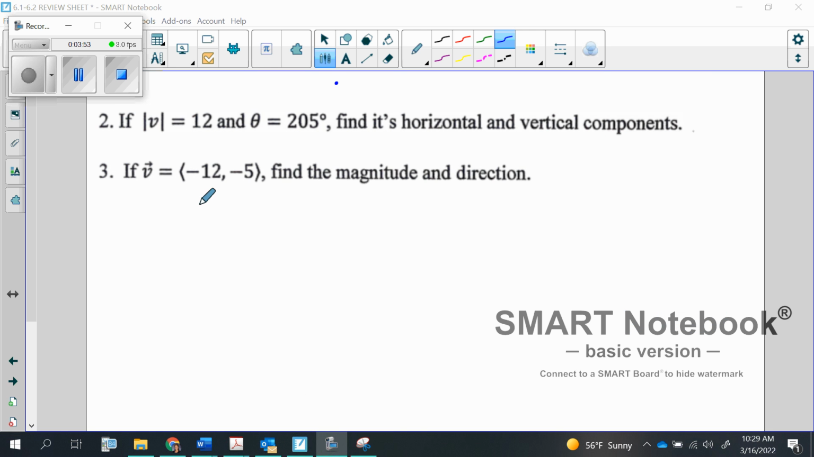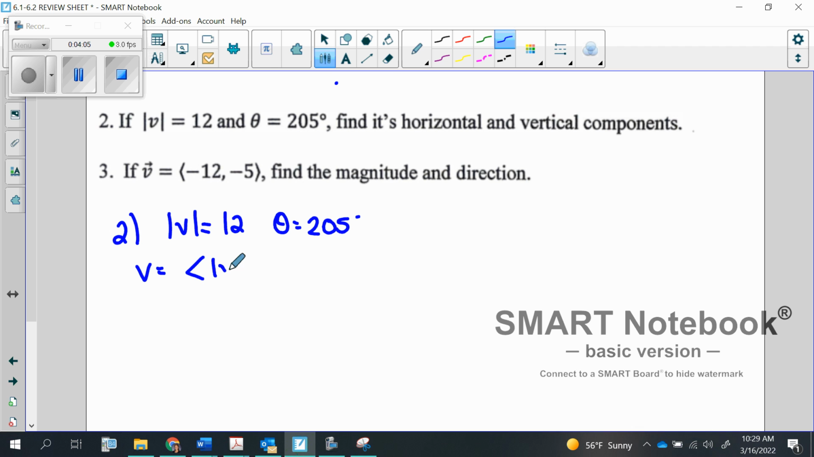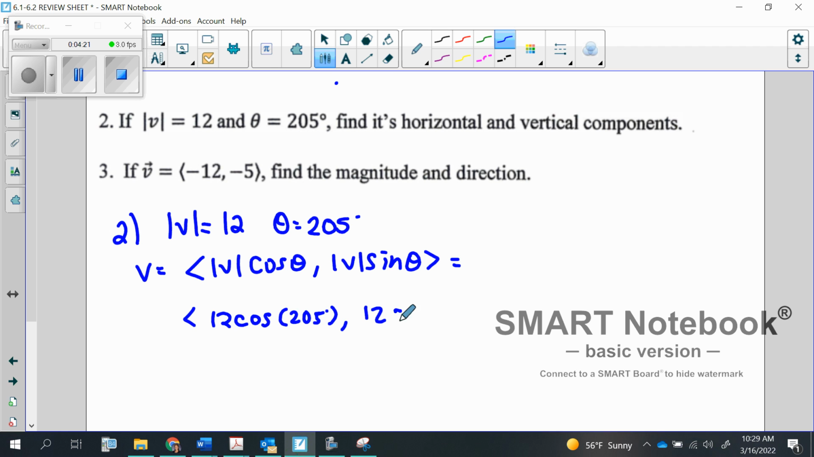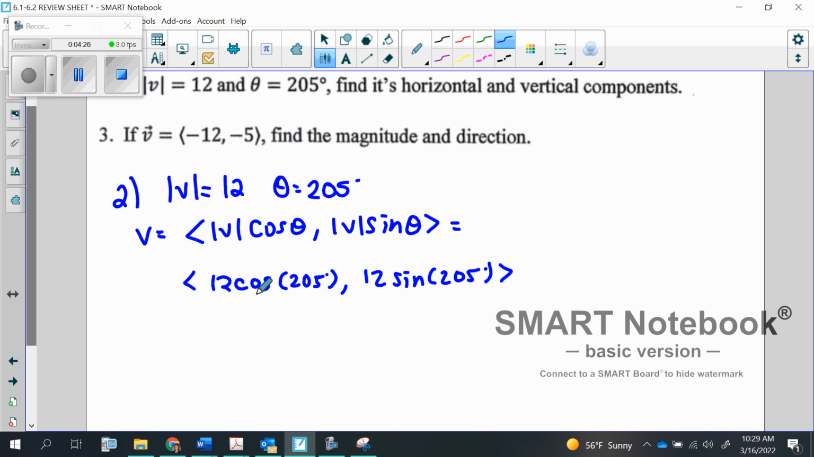Okay, let's move on to 2. It says the magnitude of our vector V is 12 and the angle is 205 degrees. Find its vertical and horizontal components. Every vector is composed of its magnitude times the cosine of its direction angle, and its magnitude times the sine of its direction angle. So to find the horizontal and vertical components, I am going to do magnitude times the cosine of 205 degrees, and magnitude times the sine of 205 degrees. Now we're going to simplify this.